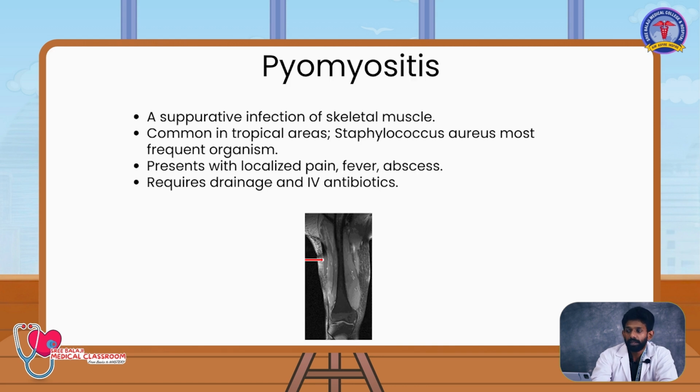Pyomyositis. It is a purulent infection of the skeletal muscle. The causative organism is again Staphylococcus aureus. It occurs in tropical climates. Painful swelling and abscess formation usually occurs. It requires emergency drainage followed by appropriate IV antibiotic cover.